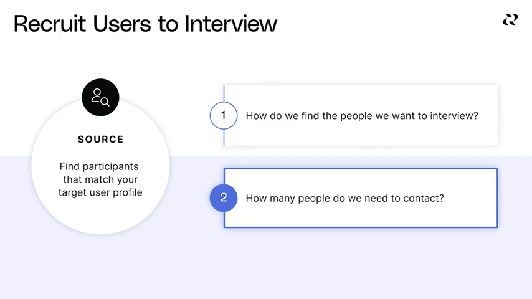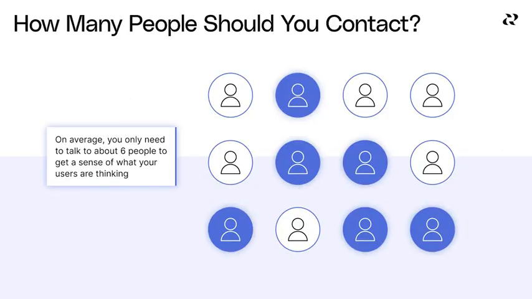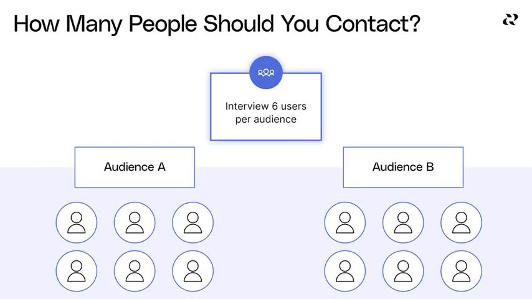After determining how to find this audience, the next question to answer is, how many people do we need to contact? On average, you only really need to talk to about 6 people to get a sense of what your users are thinking. While individual results may vary, once you're over 6 people, you're more likely to start hearing the same thing over and over again, which means you're getting less value out of each conversation. Let's do some quick back-of-the-envelope math, working backward through the recruitment process to figure out how many people you need to source. For simplicity, let's say you want to be able to talk to 6 people per audience, and you have 2 distinct audiences.